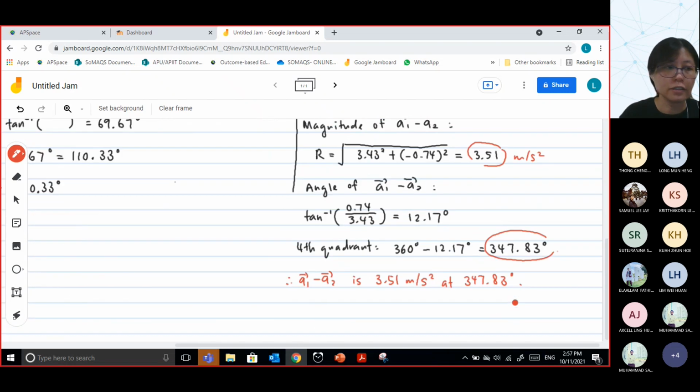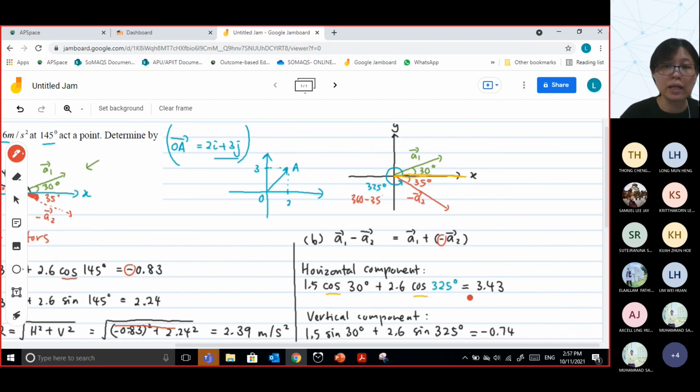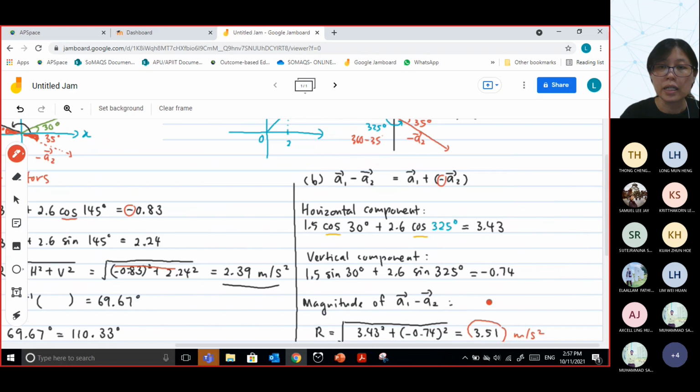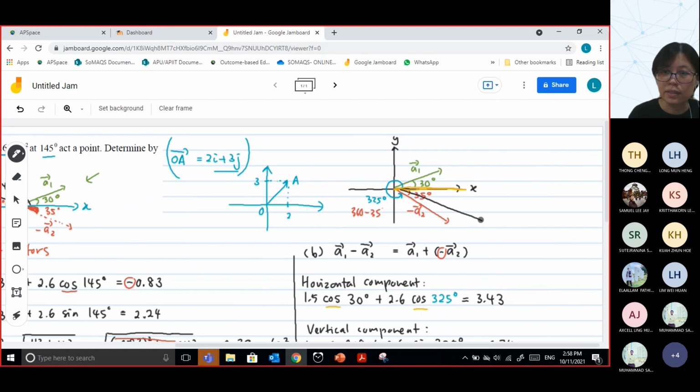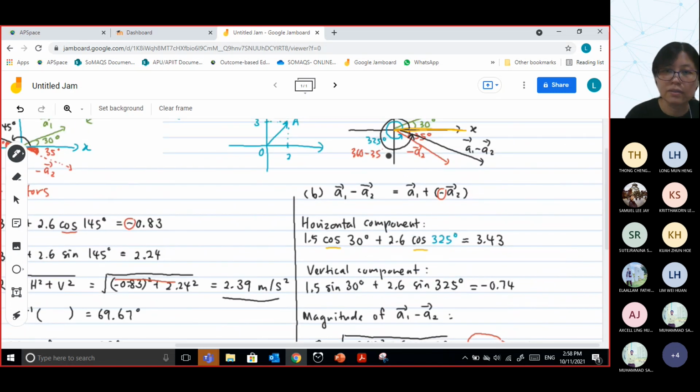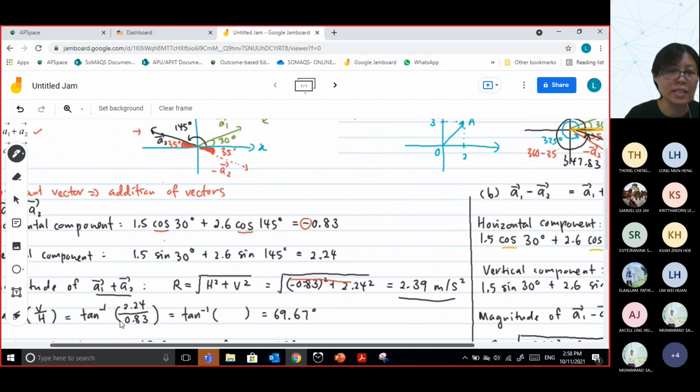Okay, so when we look at the diagram, this is A1, this is negative A2, and A1 minus A2 is actually with the angle here. So your A1 minus A2 is here. The angle is 347.83. That is A1 minus A2.